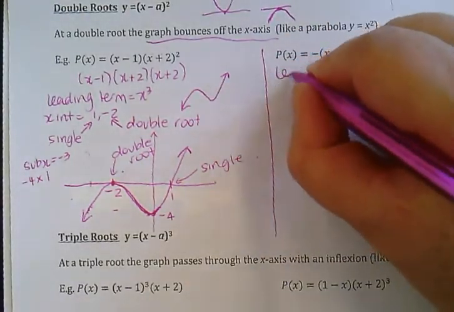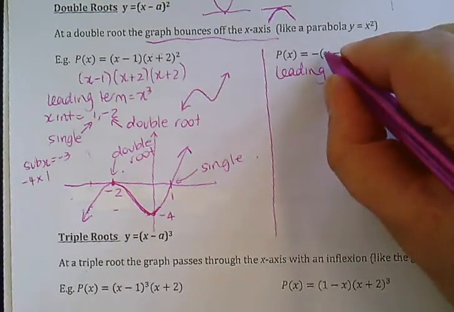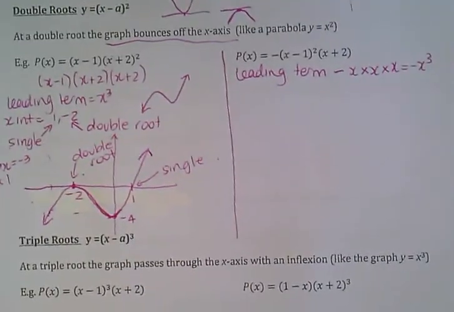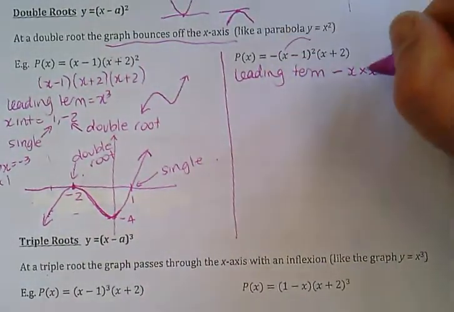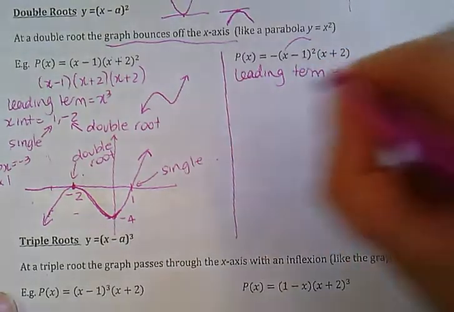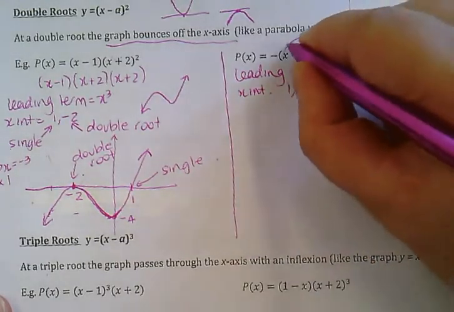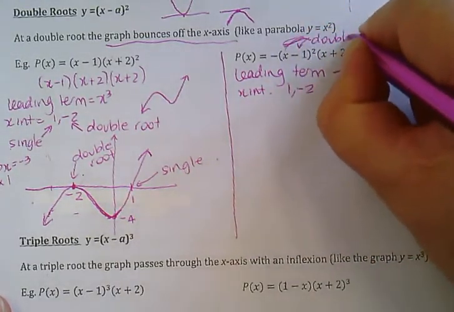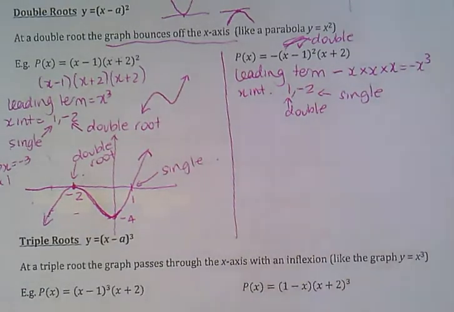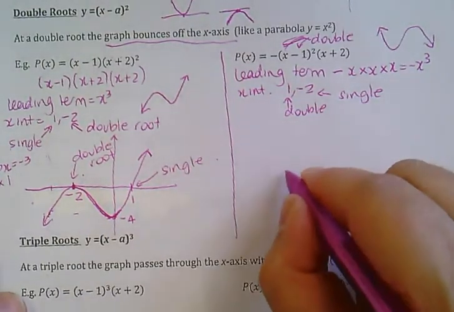So what's your leading term going to be? Be careful, I've got a negative. This is x times x times x, negative x cubed type. Because it's negative, it's x times an x times another x, negative x cubed type. What are the x-intercepts? 1 and negative 2. Which one's the double root? So here is my double. I've got a double root at 1, and a single root at negative 2. And it's the negative x cubed type, so it looks this way. The shape looks like that, but it's going to bounce.